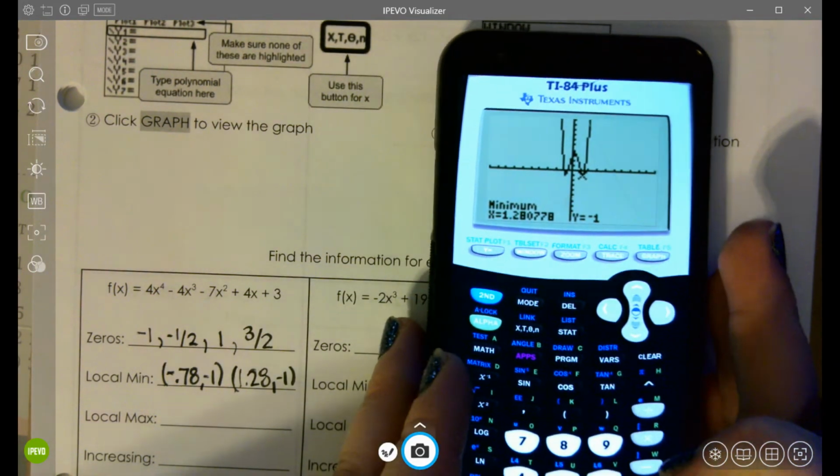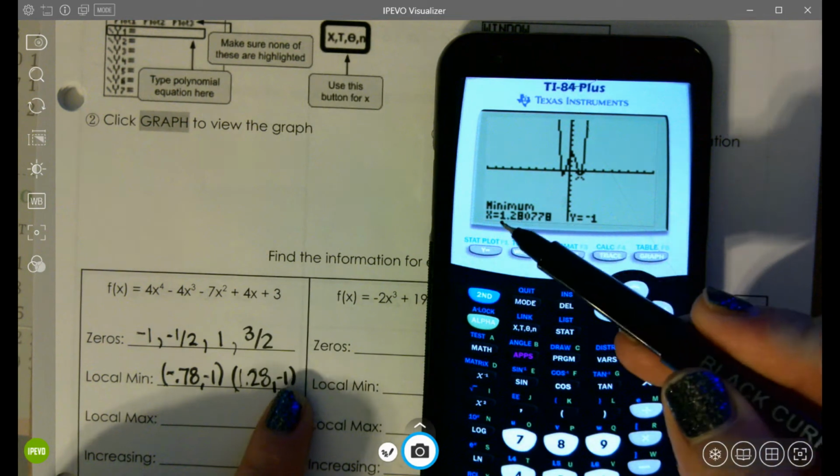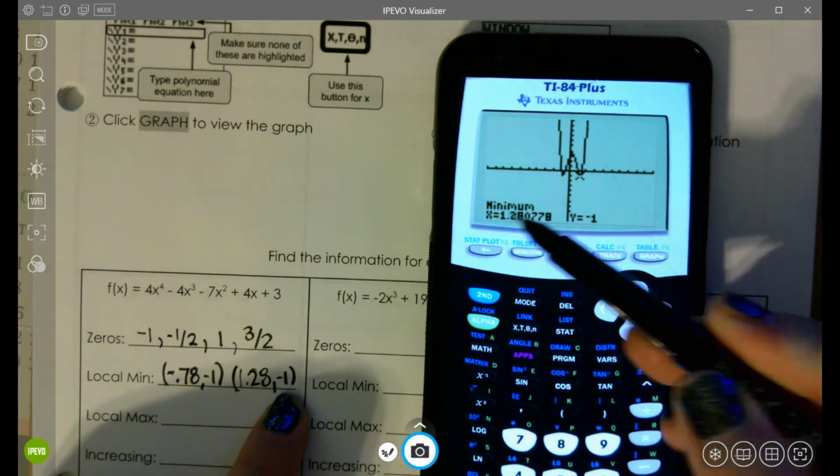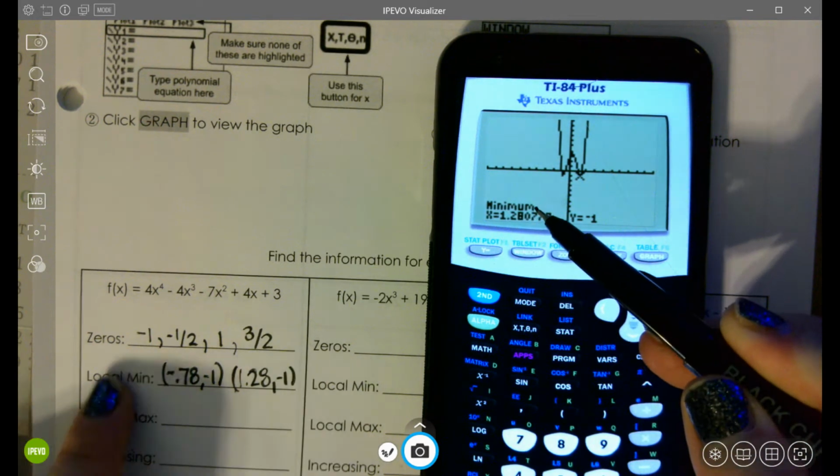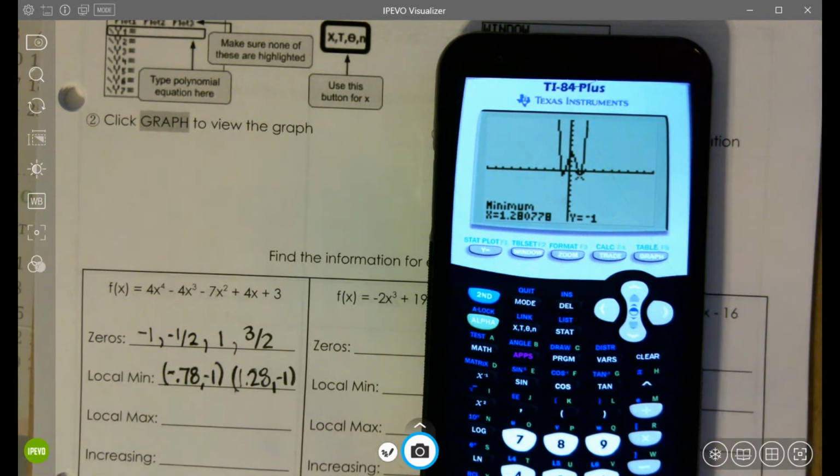Okay? And you might be like, where is she getting this information from? I forgot to say this earlier, but it's giving you an x and a y value here at the bottom. And notice how it says minimum? That's how you know you found the right thing. It will always kind of remind you what you just found.